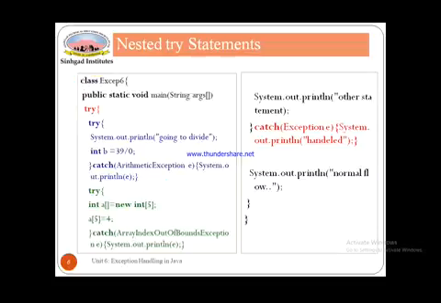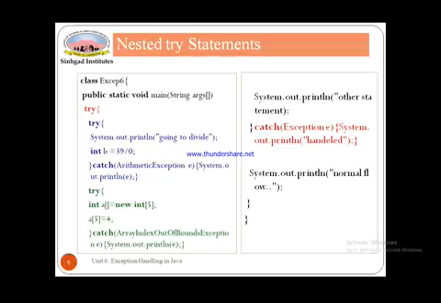So this is an example of nested try statements. The name of the class is Exception6. The main method's try body is the same, but there are some colors used: red color, green color, blue color. So there is a first try. In that red color try, we again use an inner try. System.out.println going to divide. Then catch the integer type of exception, meaning ArithmeticException e.